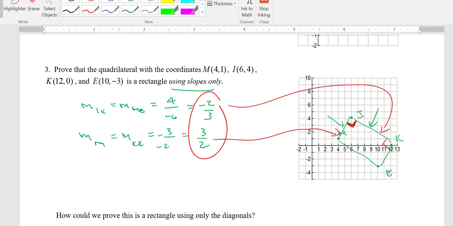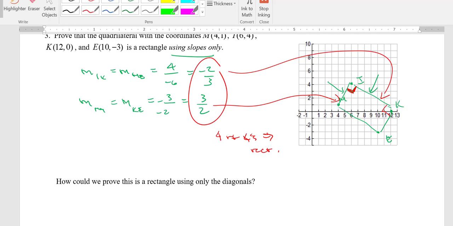Also, this has got to be a right angle. These are all opposite reciprocal slopes. So that proves that you have 4 right angles. 4 right angles means it's a rectangle. And all I'm doing is using the pathways from section 7.6, that first page with all the different pathways.